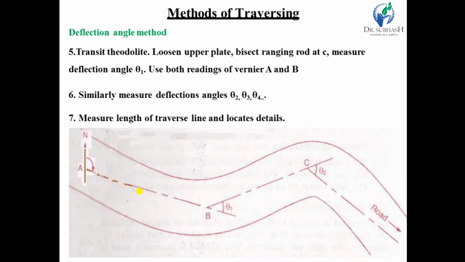For measuring theta 2, theta 3, theta 4 and other angles, we have to adopt the same procedure for the different angle measurements, prolonging the survey line. Measure the length of the traverse line and locate the details.